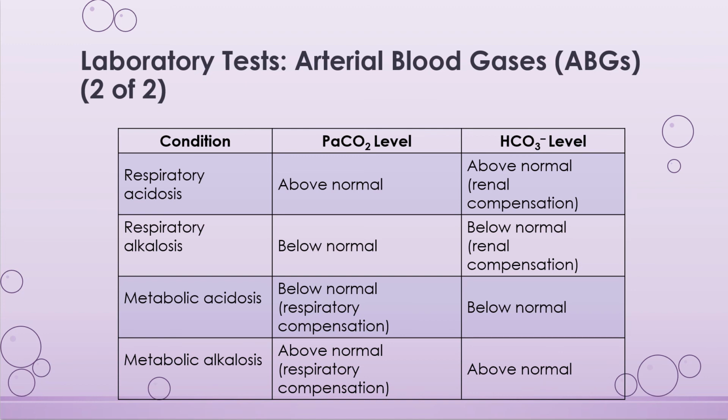All right, so a respiratory alkalosis and a metabolic acidosis, you're like, whoa, how am I supposed to figure that out? Well, we'll look at the numbers too, okay? A metabolic alkalosis is an above normal PCO2 and an above normal bicarb.